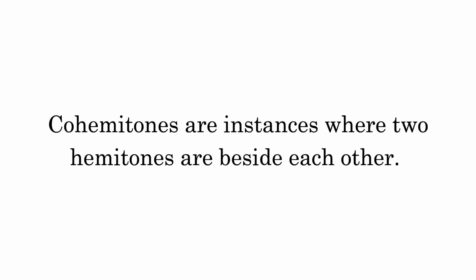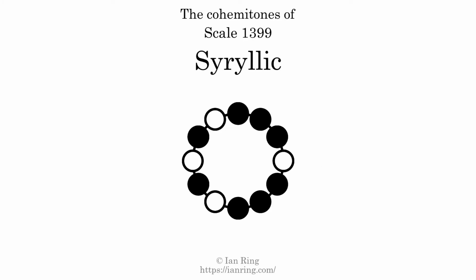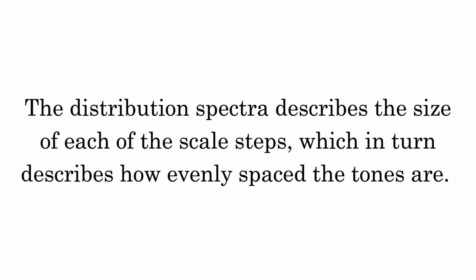Cohemitones are instances where 2 hemitones are beside each other. This scale has 2 cohemitones. They are at positions here and here. The distribution spectra describes the size of each of the scale steps, which in turn describes how evenly spaced the tones are.